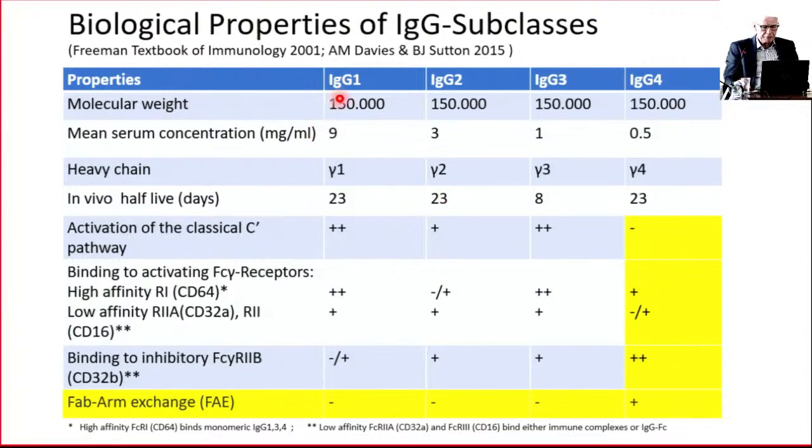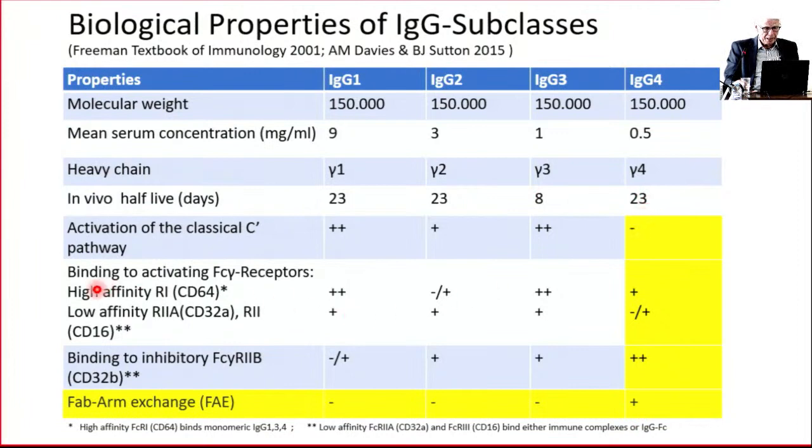You know that we have IgG1, 2, 3, and 4. All have a molecular weight around 150,000. The mean serum concentrations are different. The most abundant is IgG1, and the least abundant is IgG4 with a mean concentration of 0.5 milligram per milliliter. They're different in their heavy chain composition. That means they have certain amino acid differences in the heavy chain. The half-life is more or less the same, except for IgG3, which is only 8 days, and otherwise it's 23 days.